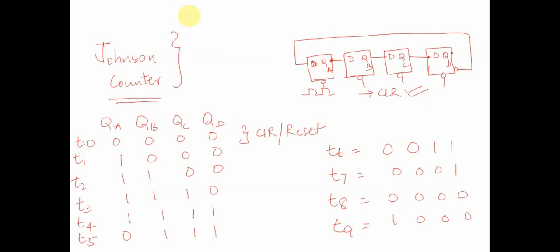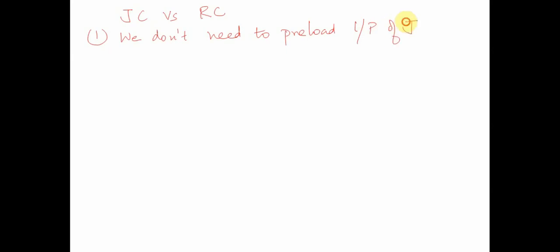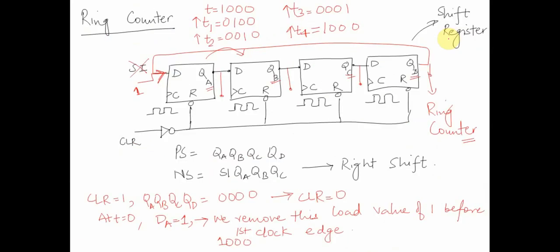and this Johnson counter has multiple advantages over a ring counter. The first advantage of a Johnson counter over a ring counter is we don't need to preload the input of the Johnson counter. If you remember, in the previous ring counter, what we had to do was, in the beginning, before time t equal to 0, before we start a clock edge, we had to load a value of 1 in order to ensure that the value of 1 is transferred at the next clock edges and the circuit just moves on from there.